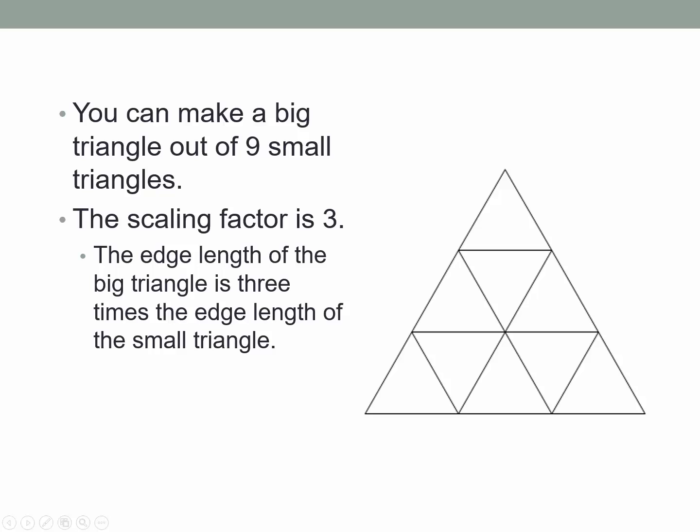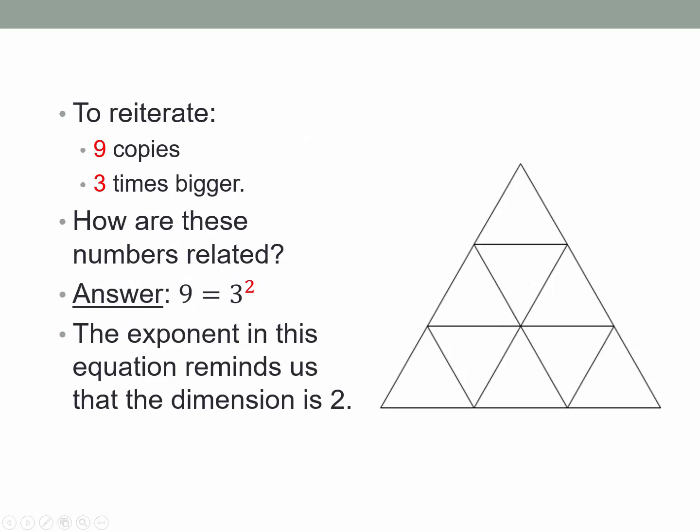Well, we're not surprised. We knew this was going to happen. If we were going to be able to assemble any number of pieces to get this bigger one, it would have to be 9 pieces. Let's reiterate. 9 copies, and we've made something that's 3 times bigger. Now, how are these numbers related? Well, as we know, 9 is 3 squared. We've seen this already. This is just reflecting what we already knew about scaling factors. The scaling factor for area should be the square of the scaling factor for the edge length. So 9 should be 3 squared.